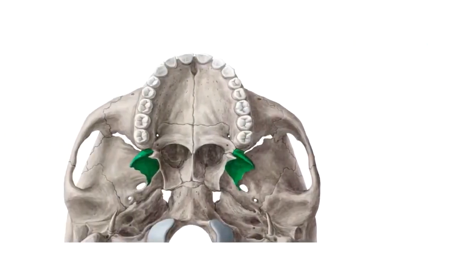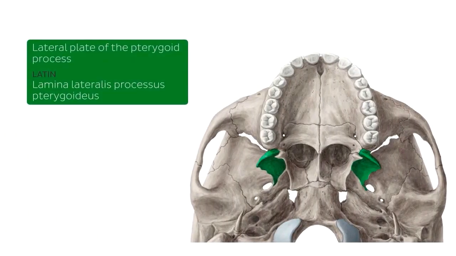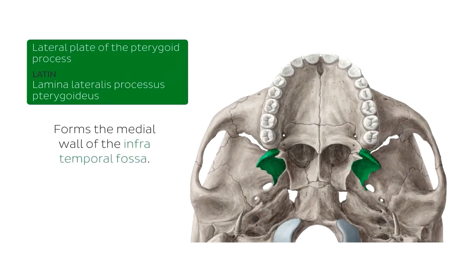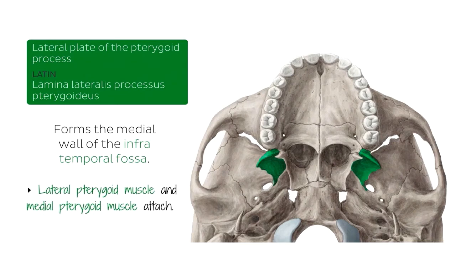Next structure in line is going to be one that I already talked about briefly, the lateral plates of the pterygoid process, seen here highlighted in green right next to the medial plates and the hamulus that we talked about. The lateral plates of the pterygoid process form the medial wall of the infratemporal fossa, while the medial surface of the lateral plate of the pterygoid process forms part of the pterygoid fossa. Structures will be attaching here. The lateral pterygoid muscle and medial pterygoid muscle attach on the lateral and medial infratemporal and pterygoid fossa respectively.